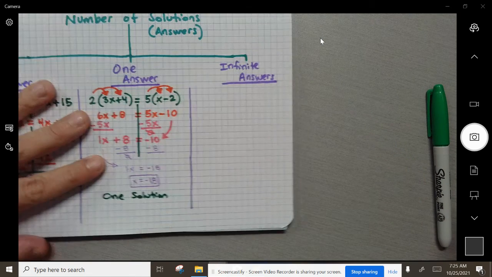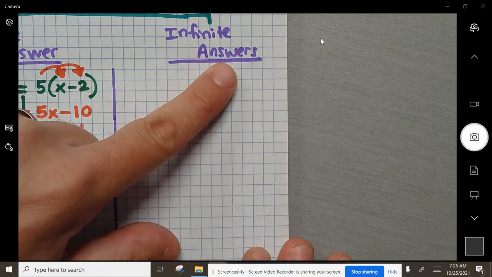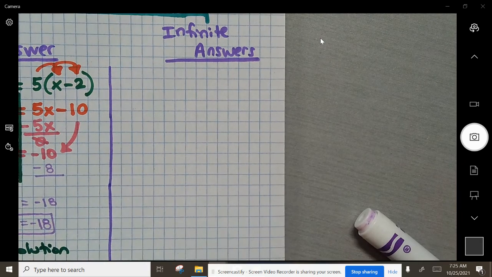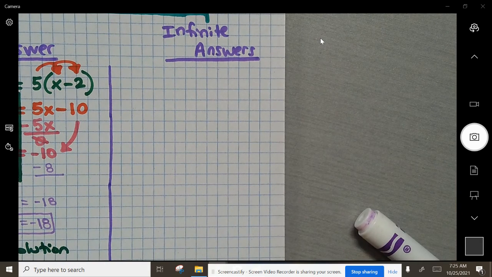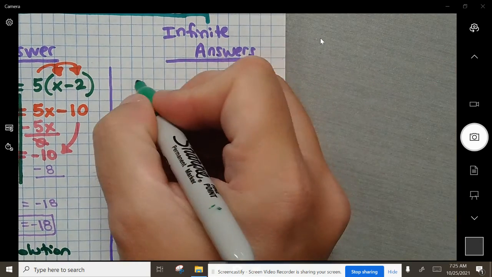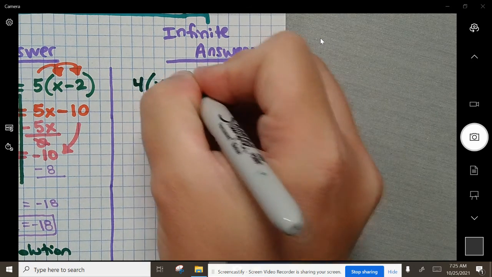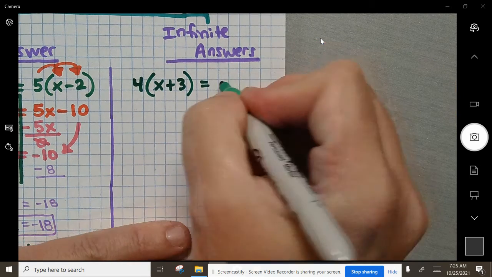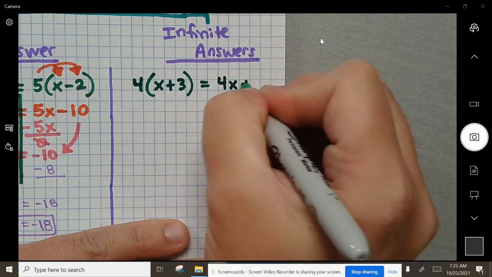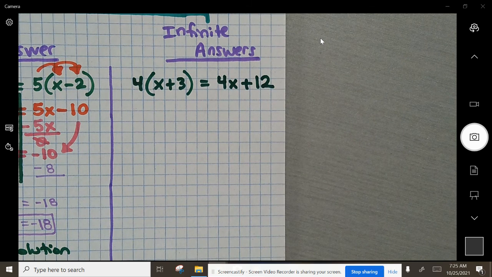Now, here's our last level. This one's infinite answers, okay? That's crazy. Every answer is going to work for this one, which seems kind of crazy. But let me just go ahead and keep this idea going. I'm going to use something very similar to what we just did. All right, why don't you go ahead and do the first step like we've been doing?